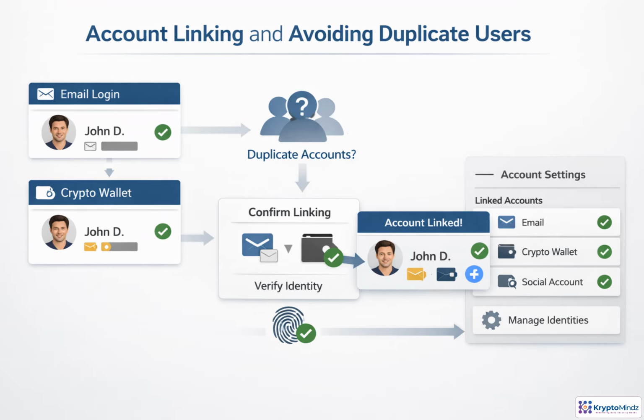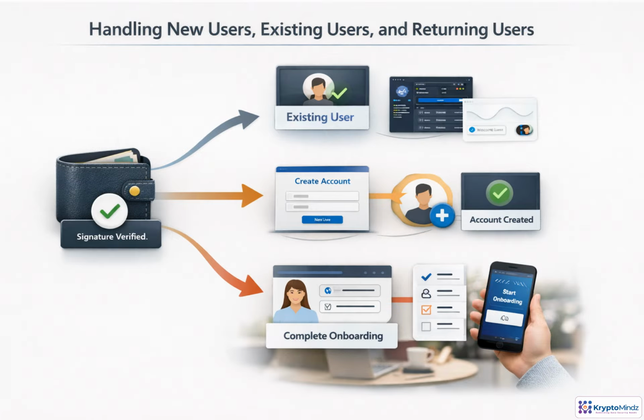Account linking prevents one real person from becoming three separate users. The safe pattern starts from an authenticated session, then asks the user to confirm the new login method they want to add. Next, the user proves ownership, such as signing with a wallet or verifying an email. Before linking, check for conflicts or existing accounts. Finally, give users clear settings to review, remove or add identities, and keep an audit trail for security.